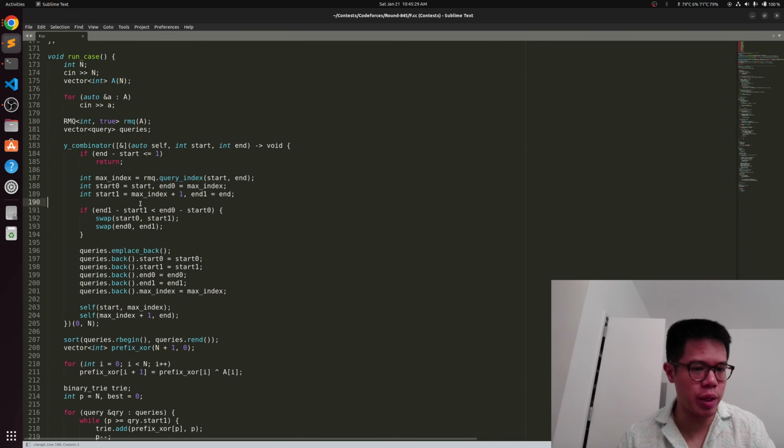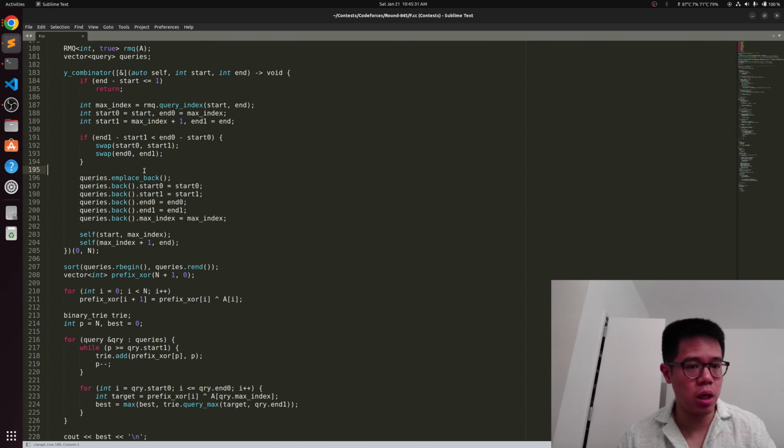And then the key question is, how do we answer these queries? Well, the query is, if the subarray starts in this range and ends in this range, what is the max XOR? Keeping in mind that we have to remove the max index. And so that's the main query. This is making sure we iterate the shorter side.